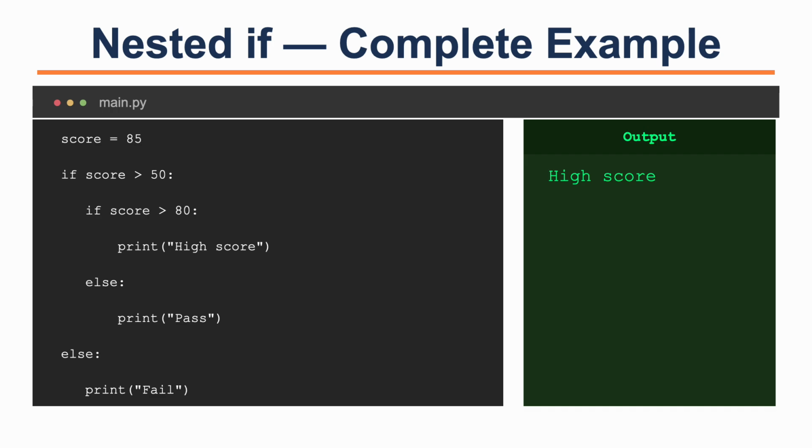Here, score is 85. The outer condition is true, so Python enters that block. The inner condition is also true, so Python prints high score. The outer else block is never reached.